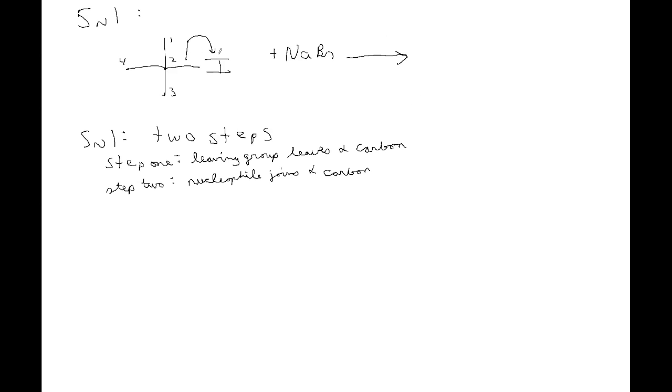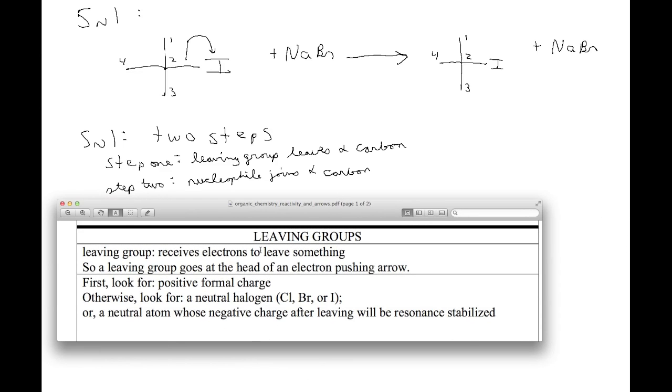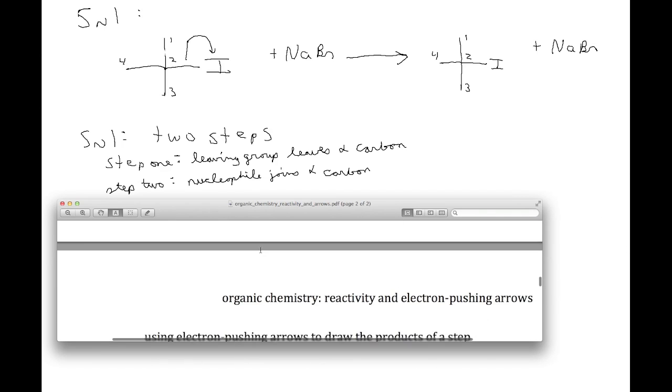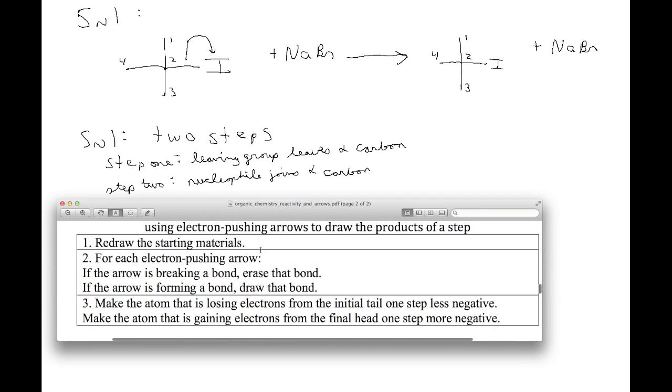Now there's only 1 arrow in that first step. Now remember, we're supposed to use the redraw and modify technique. So let's try to do that carefully. So now we need to go through our process again for using electron pushing arrows to draw the product of a step. So we did step 1, we redrew the starting materials.